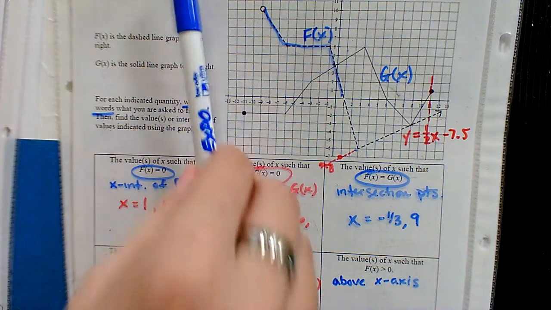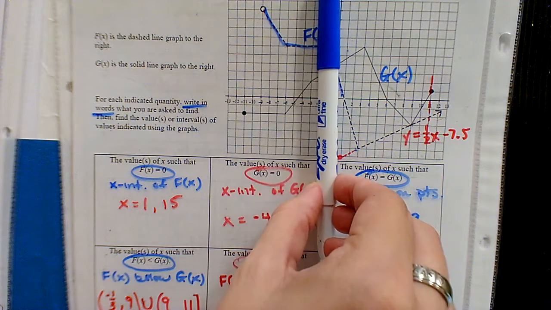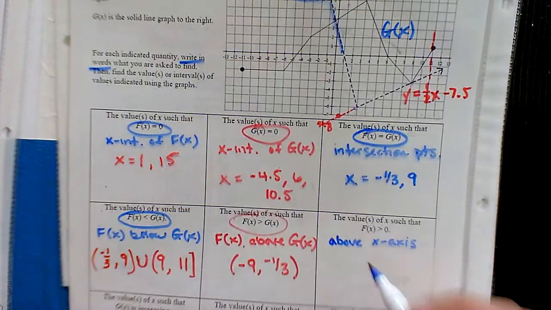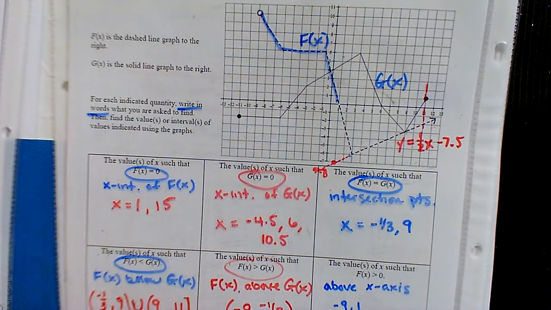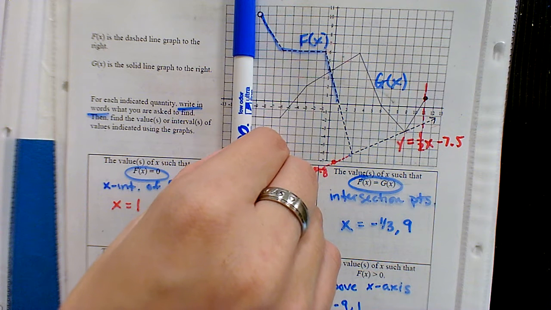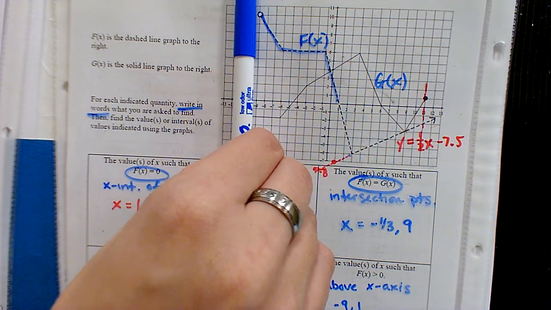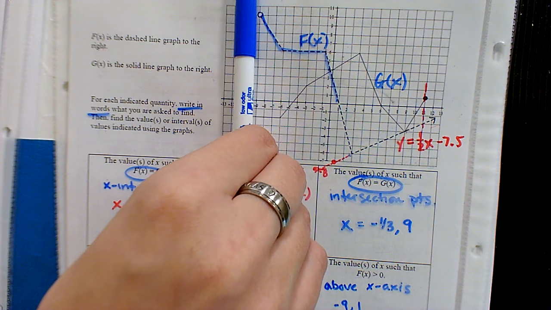Can we identify that interval? Looks like we start at -9 and go to 1. Can we figure out bracket or parenthesis on that -9? You got to ask yourself two questions. Are we above the x-axis? Is there a point actually there? You have to answer yes to both of those. Yeah. It would be a parenthesis.